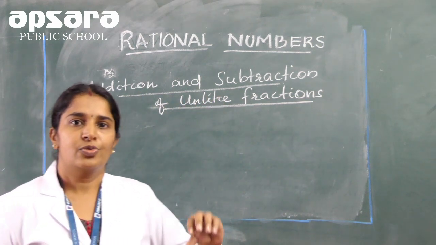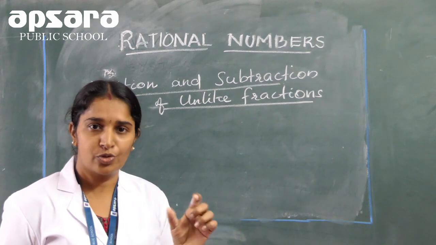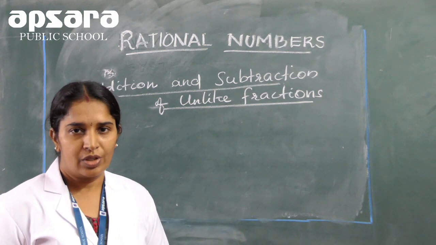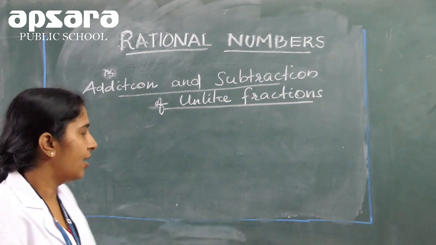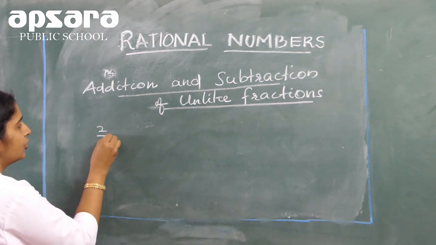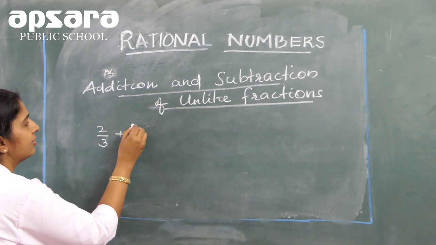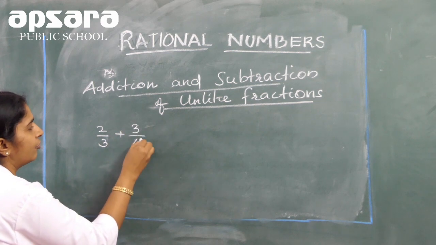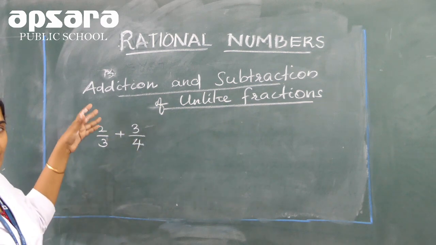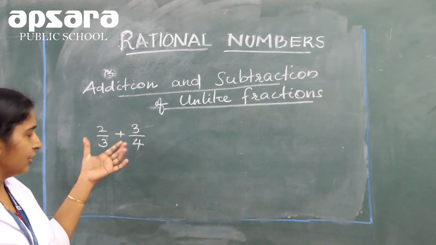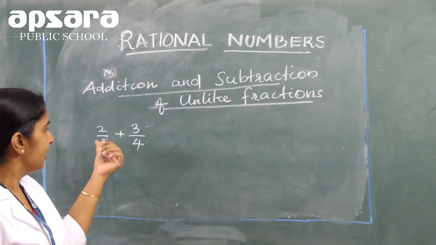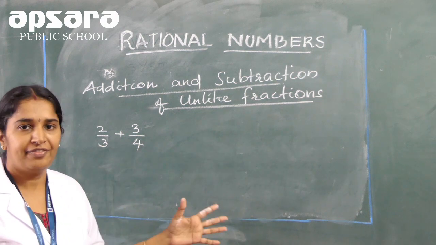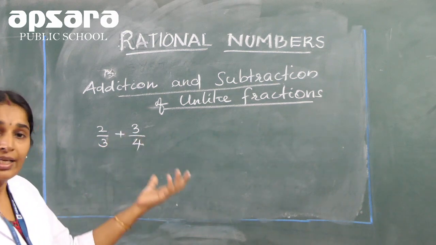In this case also you have to go for 3 steps. You should know 3 steps. When you get 2 fractions to add, for example 2 by 3 plus 3 by 4, here the 2 fractions are 2 by 3 and 3 by 4. You can see that these 2 fractions are unlike fractions. Their denominators are different. So directly you cannot add.